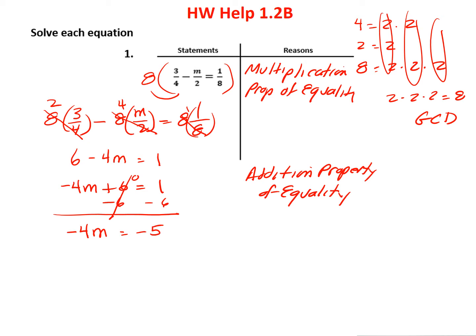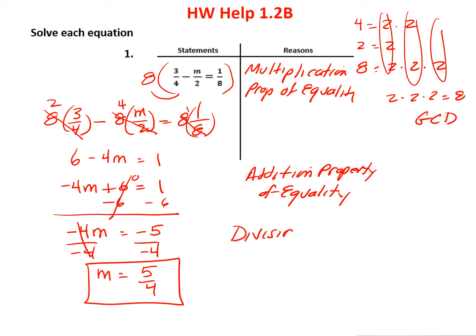And now we want to undo this. So we undo negative 4 times m by dividing by negative 4, and we end up with m equals 5/4. And that's our answer. And here, of course, we did the division property of equality.